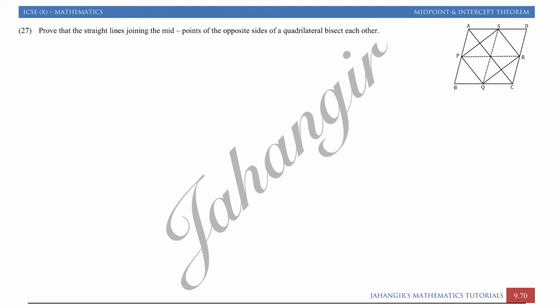Prove that the line segment joining the midpoints of opposite sides of a quadrilateral bisects each other. We have to prove that QS and PR bisect each other. For that, if we prove PQRS is a parallelogram, then we can easily say that the diagonals of a parallelogram bisect each other, and the diagonals are PR and QS. So obviously PR and QS bisect each other.